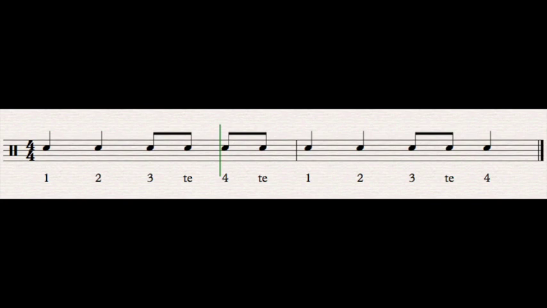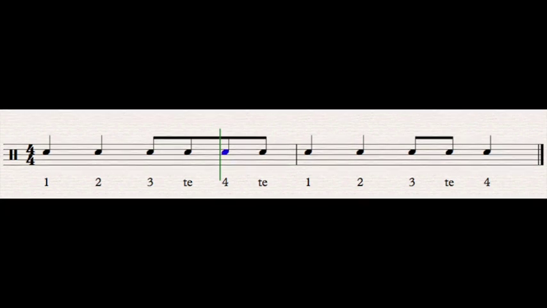I want you to take a look at this next slide, and I'm going to tell you ahead of time, it's the exact same rhythm. Now you see the difference there is instead of 3 te, 4 te, instead of that being grouped as two separate pairs of eighth notes, they're grouped in a group of 4. That does not change the rhythm. Okay, that's just a different way to write it.